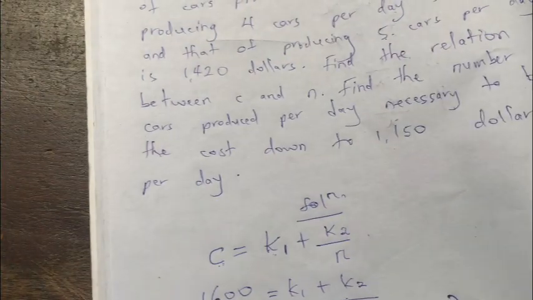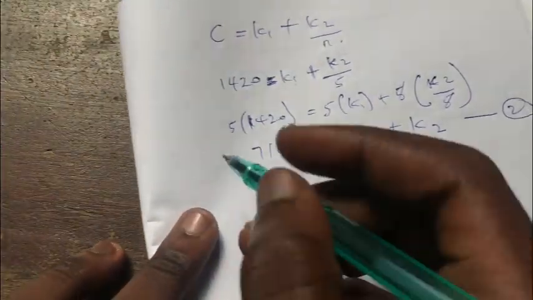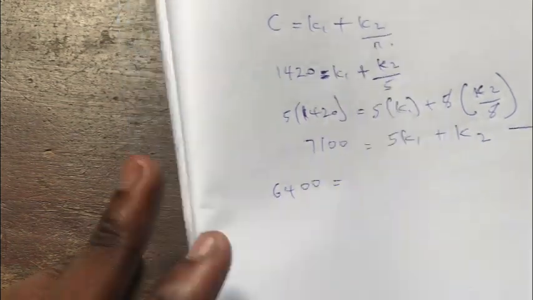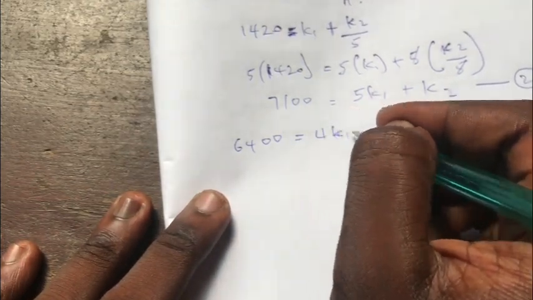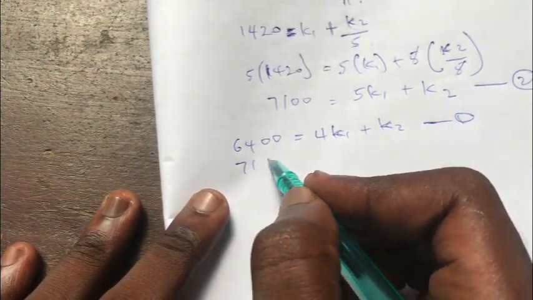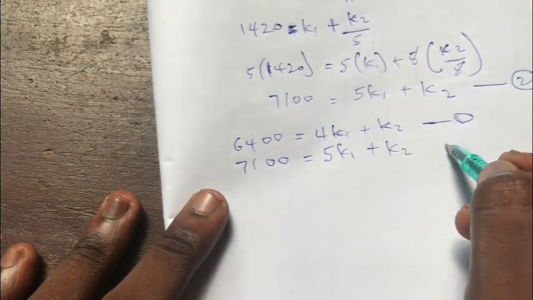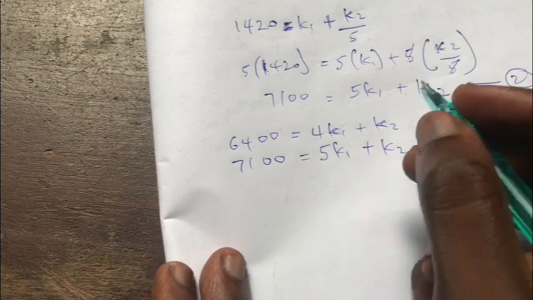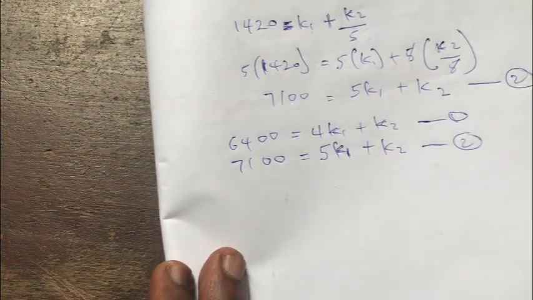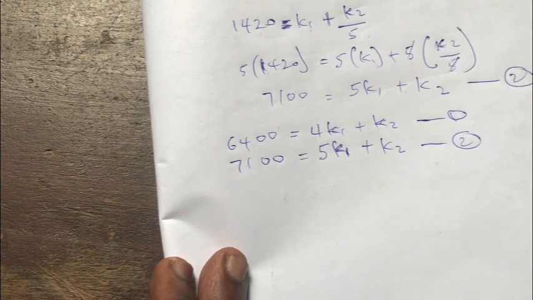So equation 1 is 6400 equal to 4K1 plus K2. Equation 1. Then equation 2 is 7100 equal to 5K1 plus K2. What are you going to do? We have to solve these equations simultaneously. Okay, so we will do that in our next lesson, but let's just get a tip of the iceberg here.